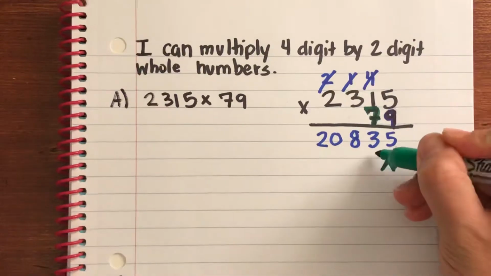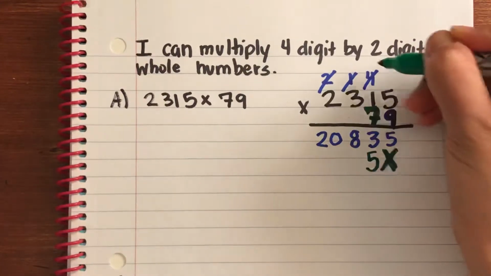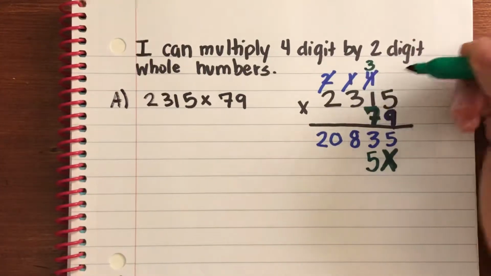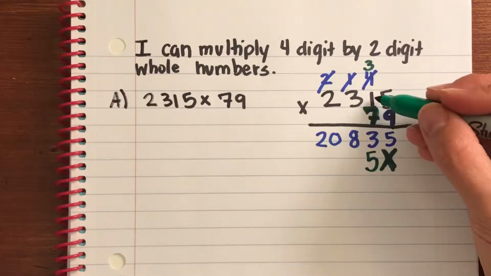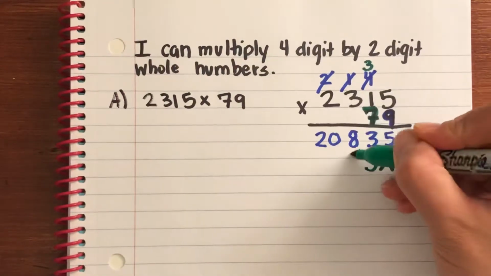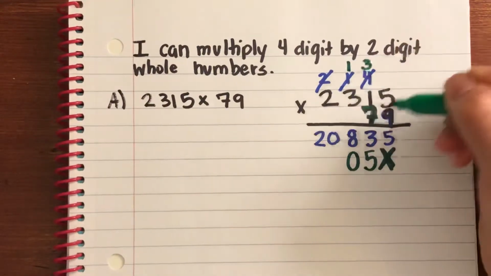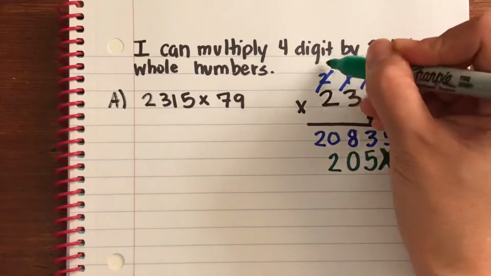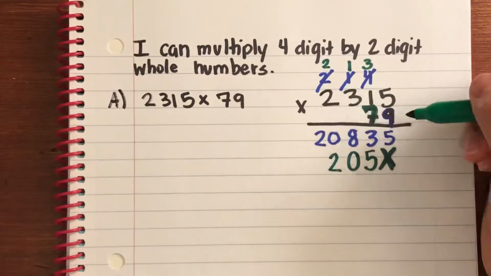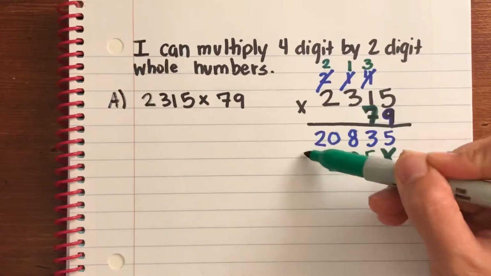So 7 times 5 is 35. And then I like to write the numbers on top so I don't get confused. Regroup the 3. 7 times 1 is 7 plus 3 is 10. 7 times 3 is 21 plus 1 is 22. And then 7 times 2 is 14 plus the 2 is 16.